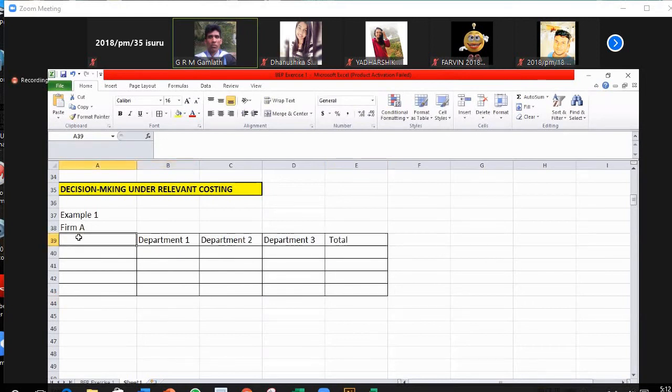So this is the description. Sales are there. In here this is 50,000. In here, this is 80,000. Here, this is again 65,000. In here, this is the total.